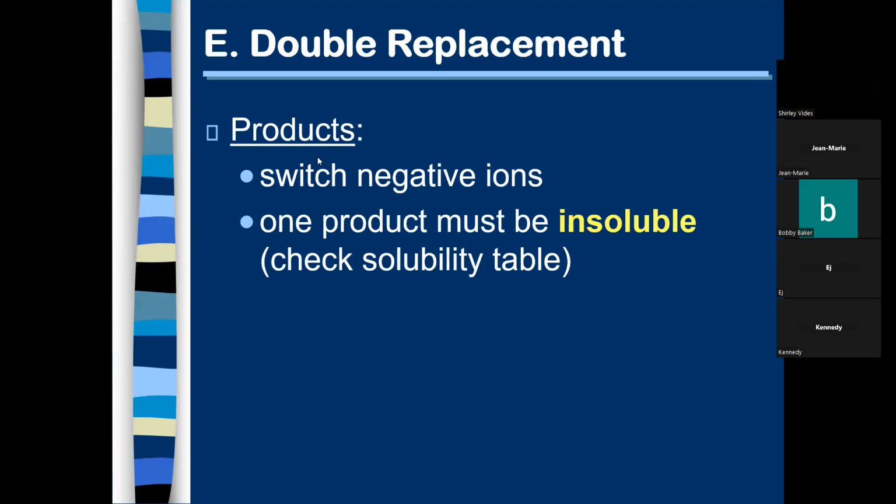So the main thing with the double replacement is that they need to switch, and one product must be insoluble. If they are not insoluble, that reaction will not take place because they'll just keep switching and switching. Something has to get away from the solution in order for it not to keep switching.